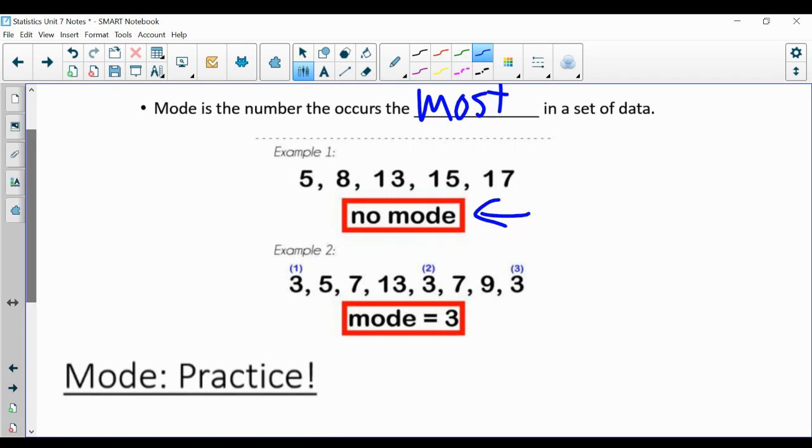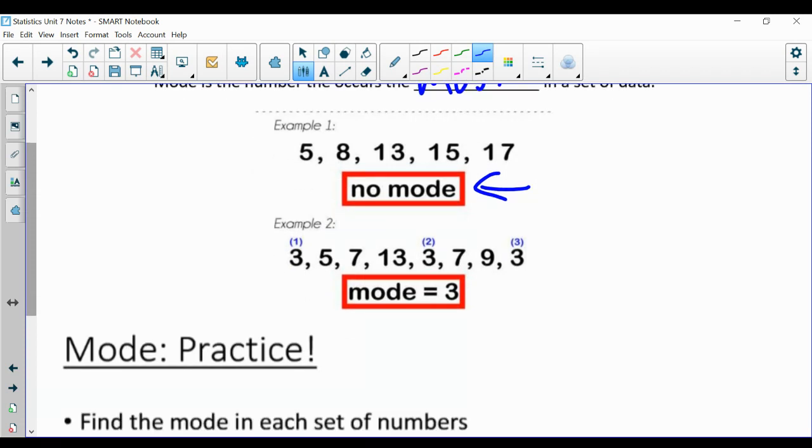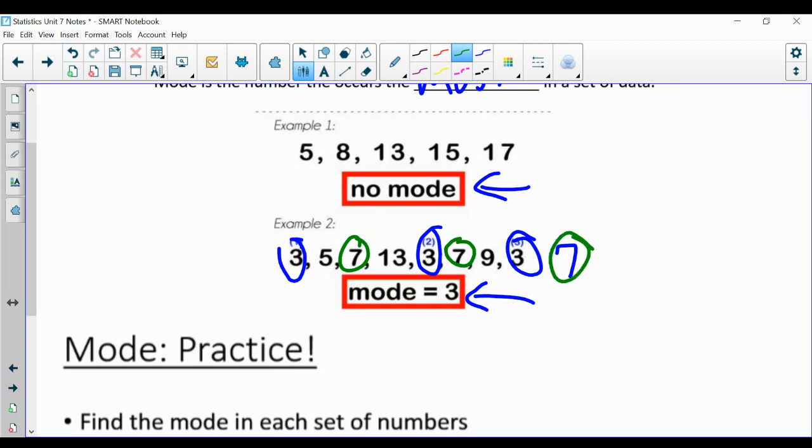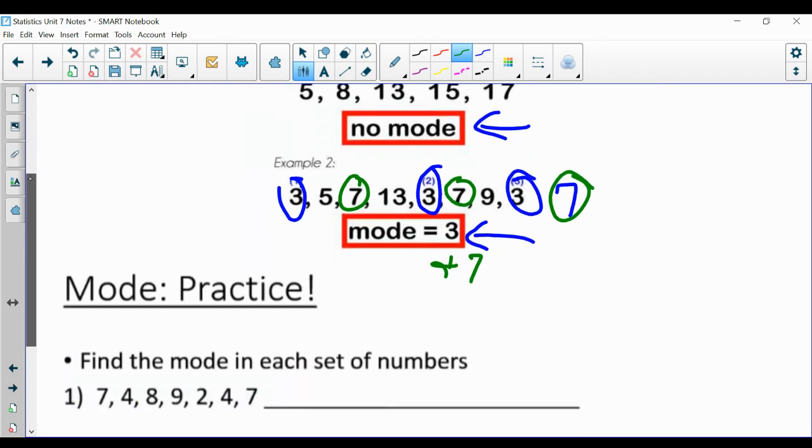And in example 2, if you look at 3, 5, 7, 13, 3, 7, 9, 3, well, the number 3 appears 1, 2, 3 times. So our mode in this case would be 3 because it appears the most. Well, what happens if I put an extra 7 there? Because now 7 has shown up 1, 2, 3 times. Then our mode would be 3 and 7. Yes, you can have no mode in a data set, and yes, you can have multiple modes in a data set. So it's not going to be one number and one number only. So just keep that in mind.